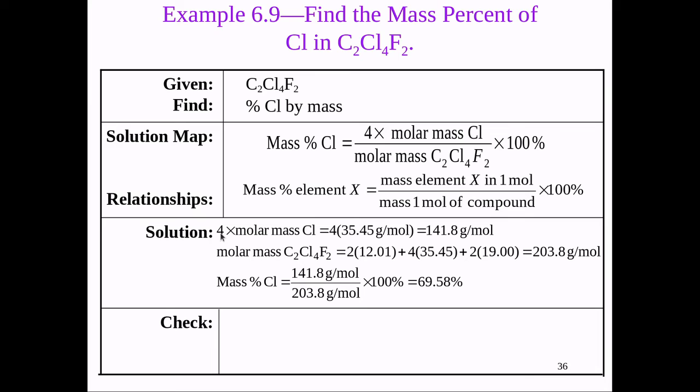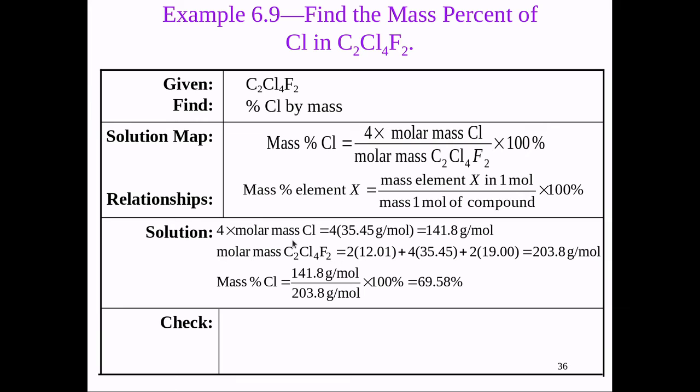So first we figure out our mass of chlorine. We know that we're going to have 4 of them, 4 moles of chlorine times its molar mass. We go to the periodic table. We see that the atomic mass of chlorine is 35.45, so we know that it's 35.45 grams per mole. We have 4 of them, so we know that we have 141.8 grams for every mole of the compound.